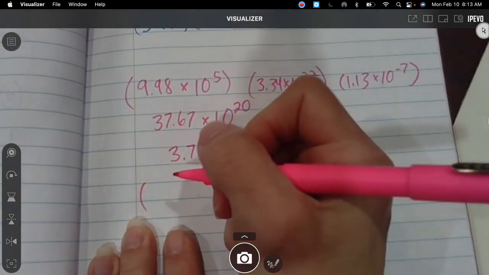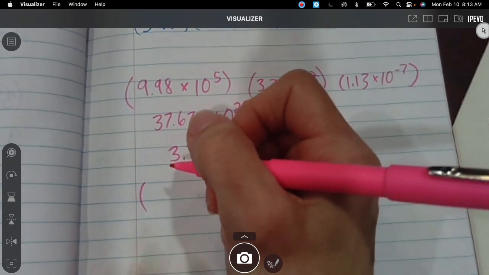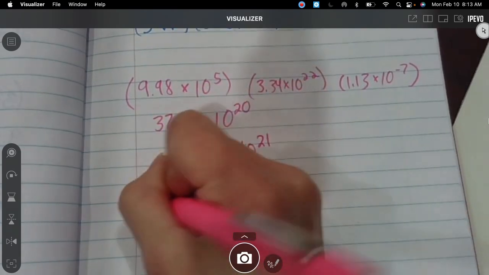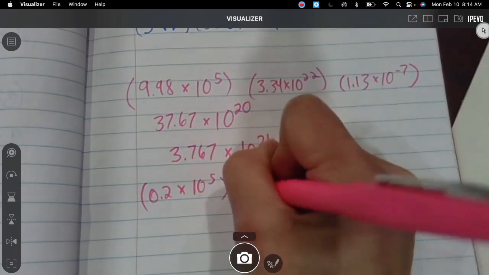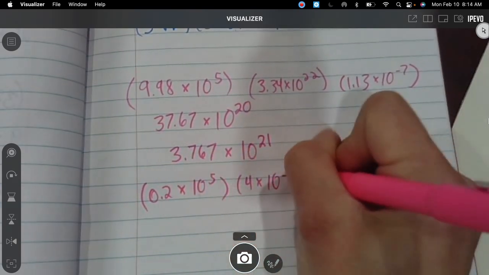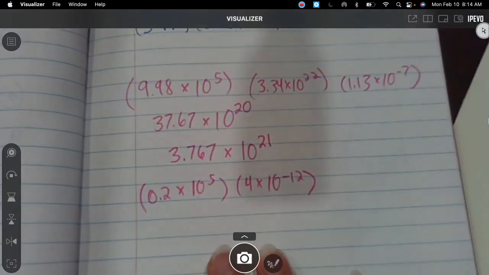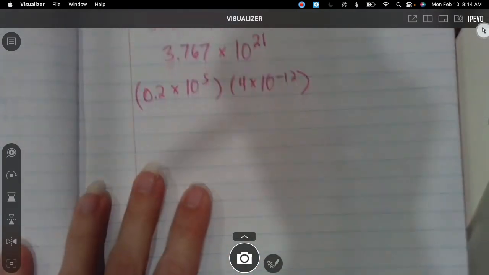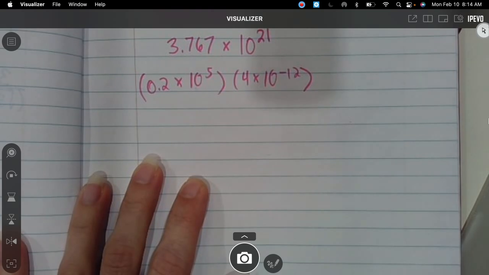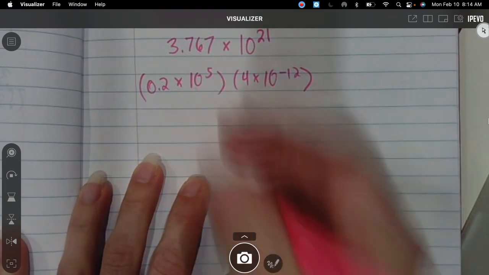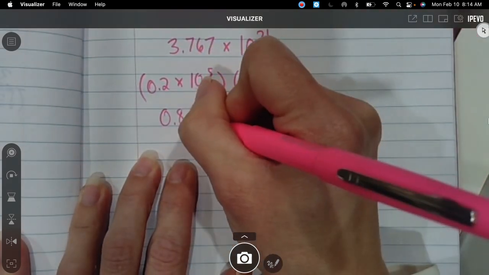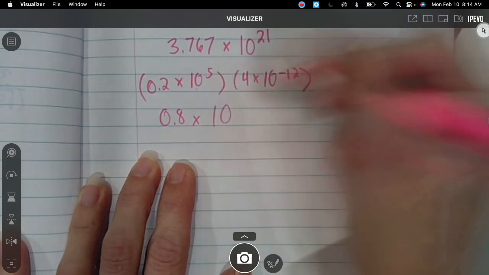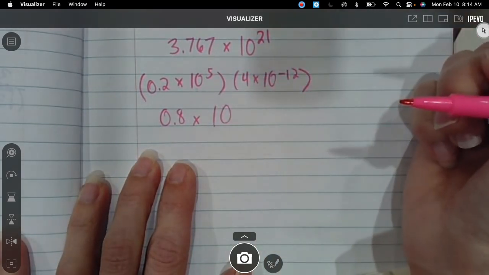Okay. Let's look at 0.2 times 10 to the 5th, and then 4 times 10 to the negative 12. Okay, what's 0.2 times 4? This will be 0.8. Very good. 0.8. And then let's do 10 to the, what's 5 plus negative 12?